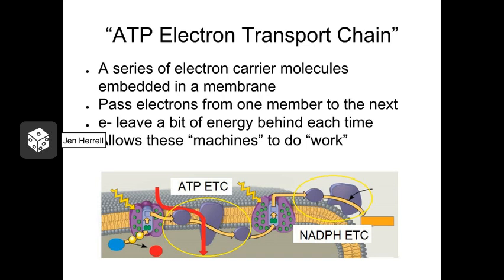The electron transport chains don't really have official names, so I'm unofficially calling this first one the ATP electron transport chain, or the ATP ETC for short. This electron transport chain extends from photosystem 2 all the way over here to photosystem 1, so it shuttles electrons between those photosystems. It's also going to use that energy to do some work.